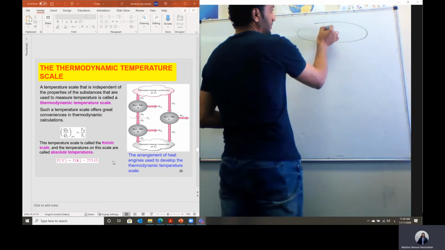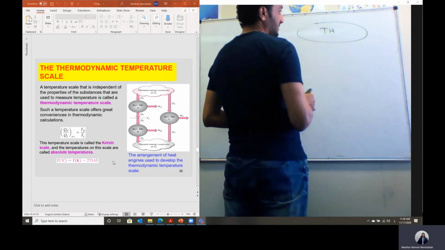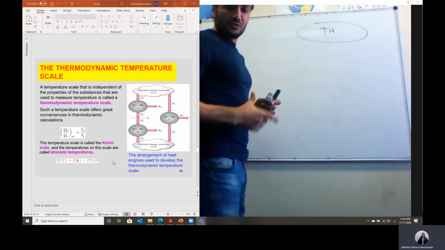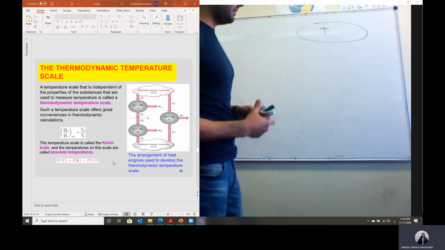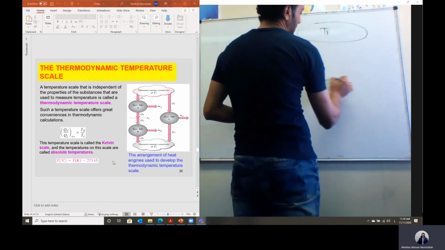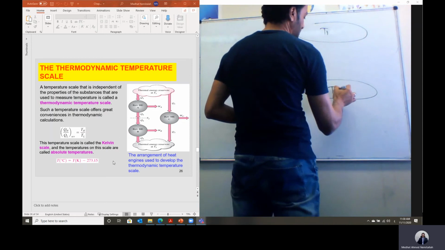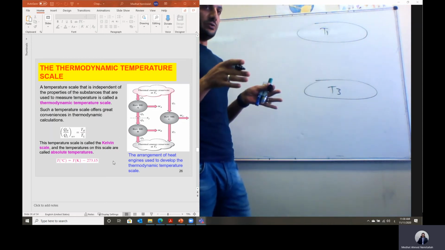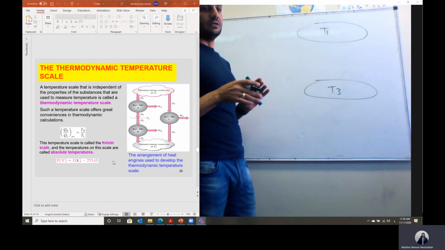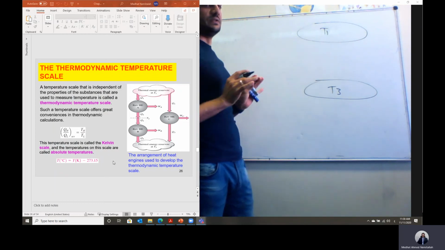So let's consider we have a source here existing at a high temperature. I will name it T1. Okay, so this is T1. And we have a sink here at temperature, let's say T3. And we have two reversible heat engines between the same T1 and T3. So they should have the same efficiency.